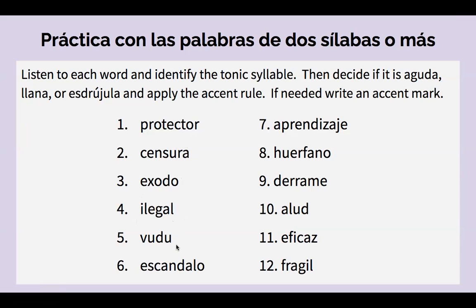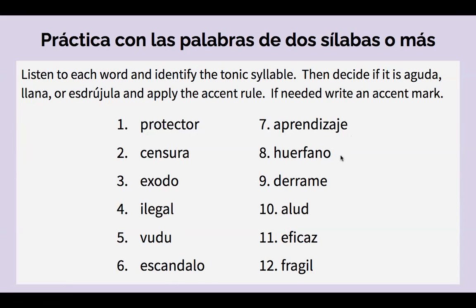Vudú is aguda, ending in a vowel. So there is an accent over the last U. Escándalo is esdrújula, accent on the A of cán. Aprendizaje is llana, stressing di. It has a last letter as a vowel, and it does not need an accent.